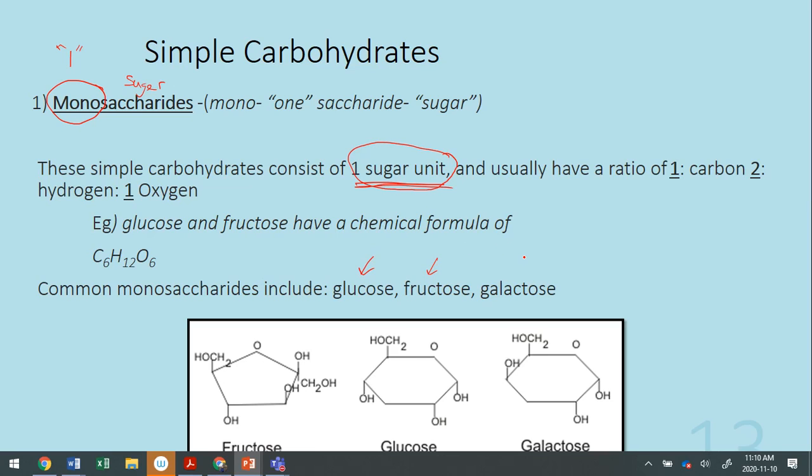Okay, the lesser known one is galactose. A lot of people don't know what galactose is, but it is a simple sugar as well. Now, what do all three of these words have in common? They end in OSE. So generally, if you see a word ending in OSE, it's a sugar, it's a carbohydrate.